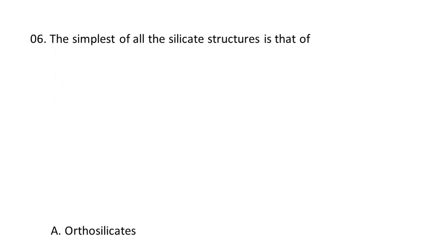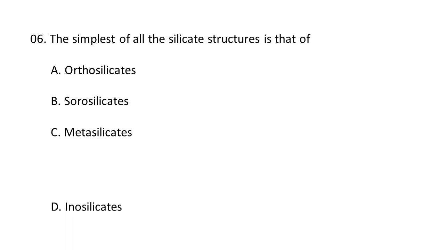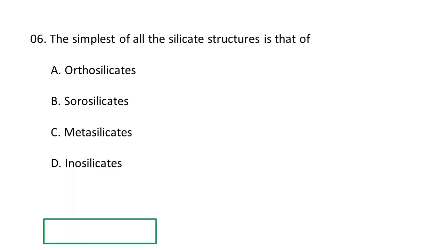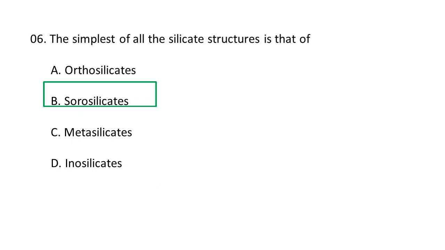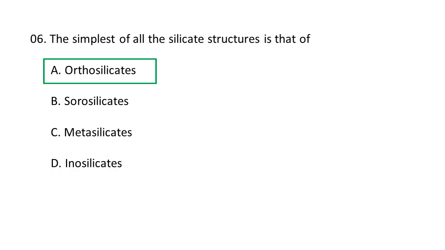Next question. The simplest of all the silicate structures is that of A. orthosilicates, B. sorosilicates, C. metasilicates, and D. inosilicates. The simplest of all the silicate structures is that of orthosilicates. Orthosilicates are made up of discrete or independent SiO4 tetrahedral units, meaning that they don't share any corner oxygen. A is the correct option.